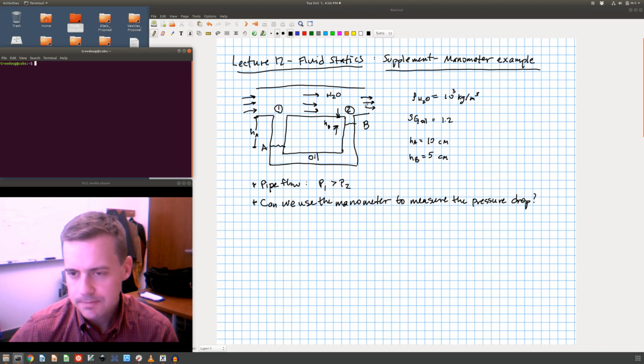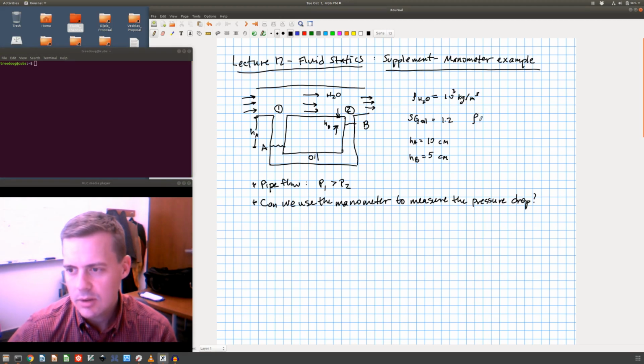I know the density of the water here, and in my manometer I have some oil which is at a higher density, so it sits on the bottom of this manometer. I know the specific gravity of that oil, and if you remember, the density is equal to the rho of water times the specific gravity. That's what specific gravity means. Okay, so I know what the density of the oil is, and I know the height difference here.